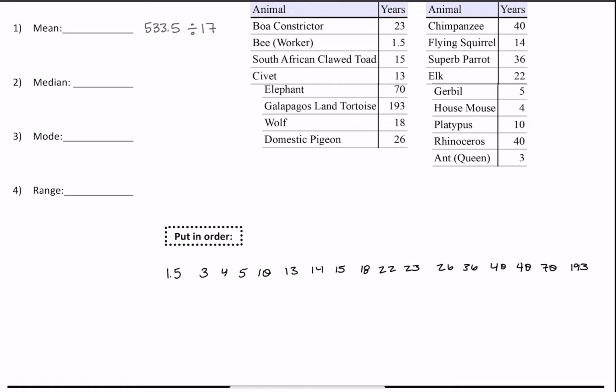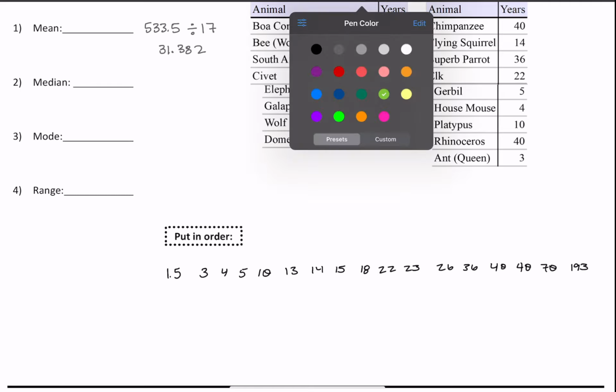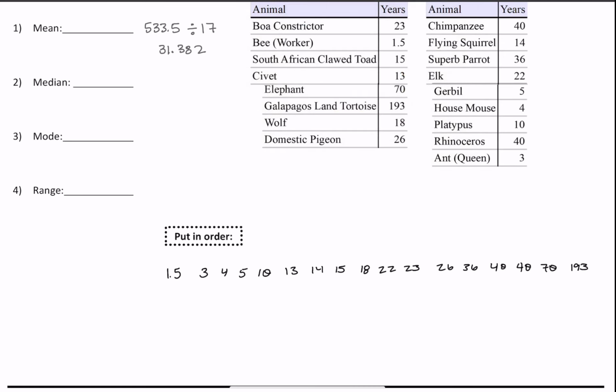Then this gives me, well, unfortunately, it gives me an ugly decimal. So I got 31.382, and after that, that's all I want. So this 2 is 4 or less, so that means we're going to stay with that 8 when we round to the second decimal place.